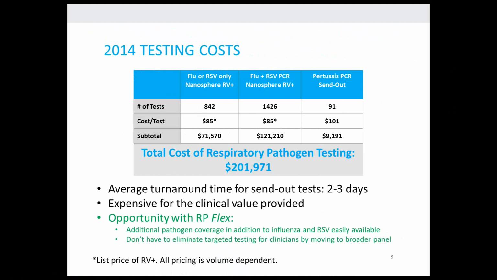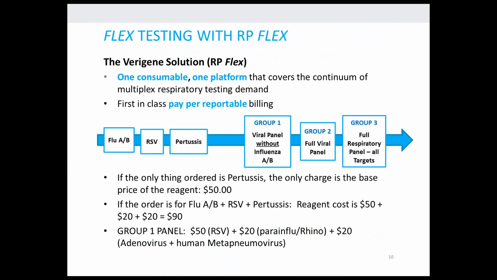So what we decided is that the RP Flex offered an opportunity for additional pathogen coverage in addition to the influenza and RSV. So we were able to bring in some of the tests that were sent out and eliminate some of the viral culture needs also. And then we didn't have to eliminate the targeted testing that the clinicians were requesting, but we were able to still have that broader panel when needed.